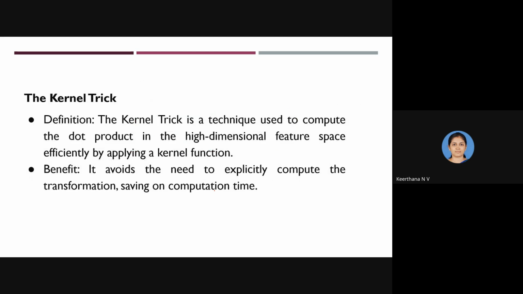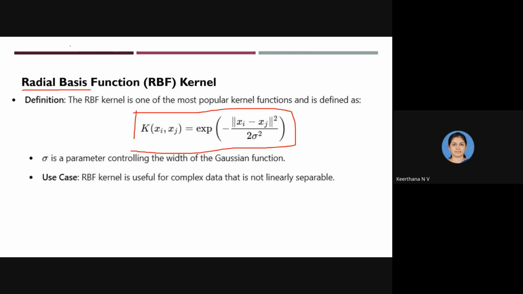The other kernel is the sigmoid kernel. It deals with the tanh function, that is k of xi and xj is equal to tanh of alpha times xi dot xj plus c.